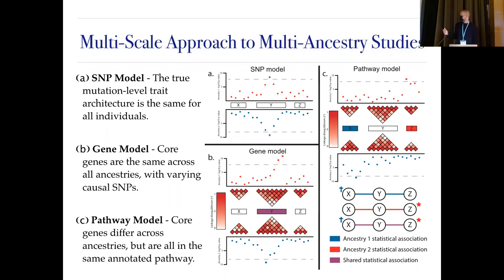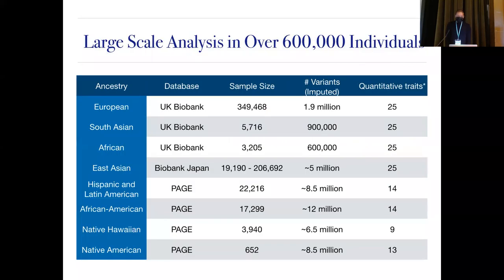And the pathway says that genes may differ across different groups. So I might have associated genes that are different, but each of those genes between these two groups can all be mapped or annotated to the same pathway, right? So on this kind of functional level, that's where replication happens, right? And you can think about different traits where each of these models may be true to some scales across different populations, right? And so what we did recently in a recent AJHG paper is we looked at this.